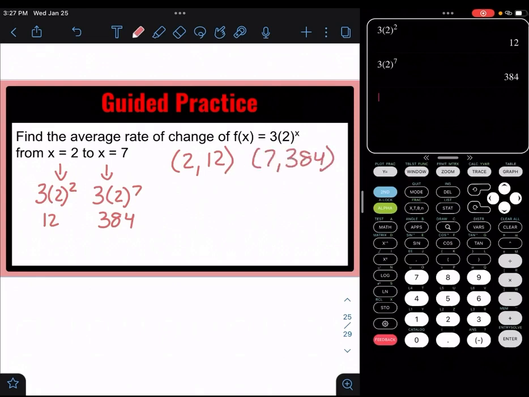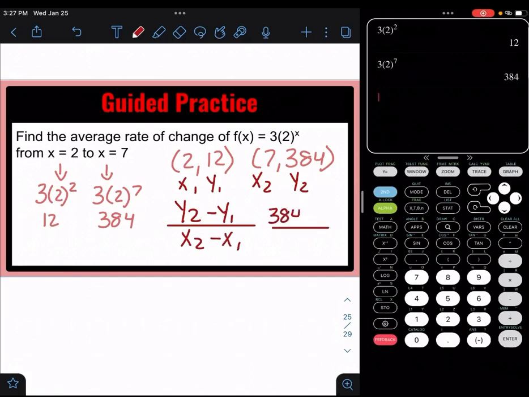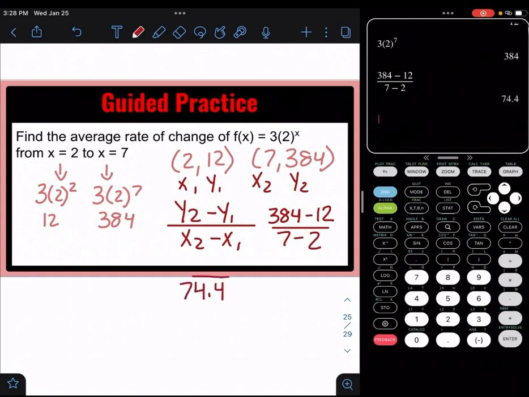So now we could label them x1, y1, x2, y2. And let's make this into our formula, y2 minus y1 over x2 minus x1. y2 is 384 minus y1, which is 12. x2 is 7 minus x1, which is 2. All right, let's make this into a fraction. 384 minus 12 over 7 minus 2, and we get 74.4 is our average rate of change. Nice job. Let's look at the next one.